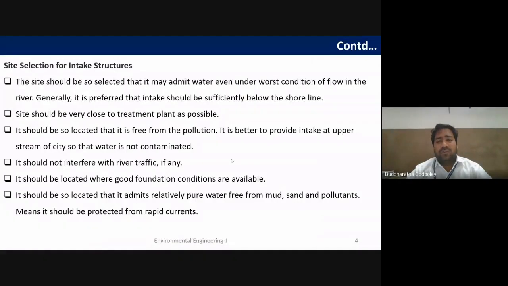Now before proceeding to intake structure, we would like to see what is the suitable site selection for an intake structure. Where the intake structure should be located, what its proper site should be, we'll see in this topic. So the site should be so selected that it may admit water even under worst condition. Even if the water level comes very low, in that worst condition we should keep getting water in sufficient amount. Otherwise what will happen is partial water, partial air, which can damage your treatment plant. Okay, so water should always be provided in sufficient amount.